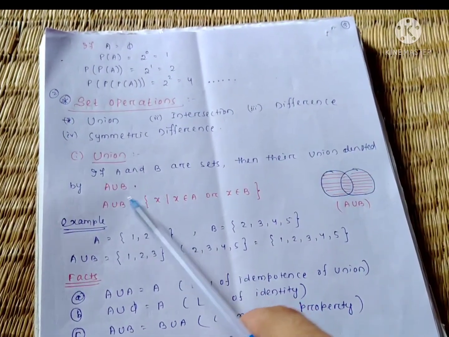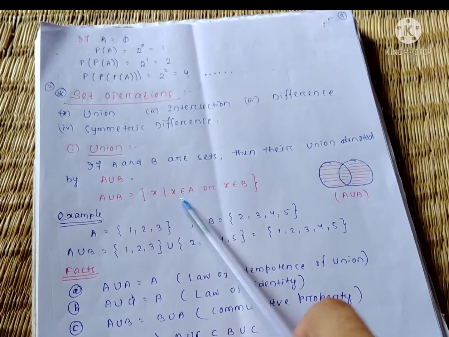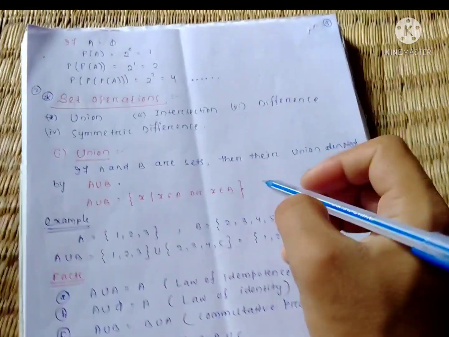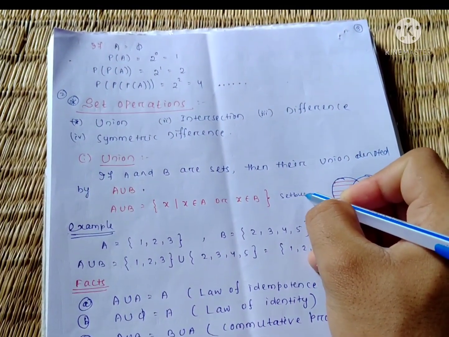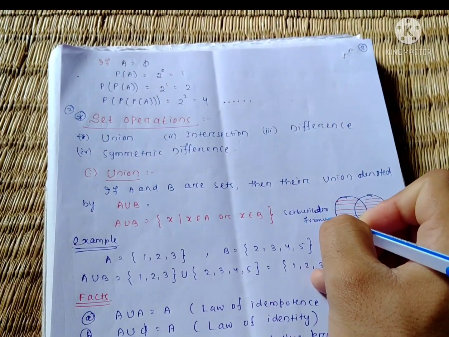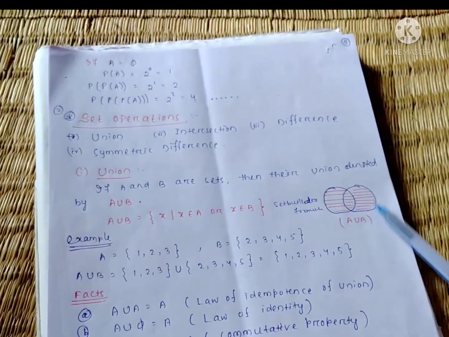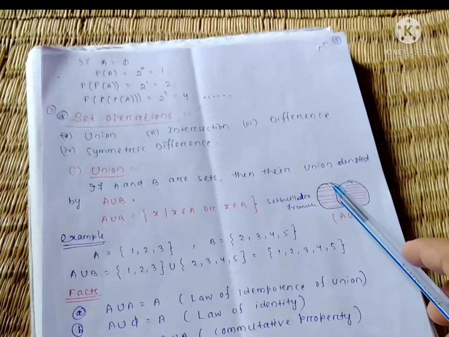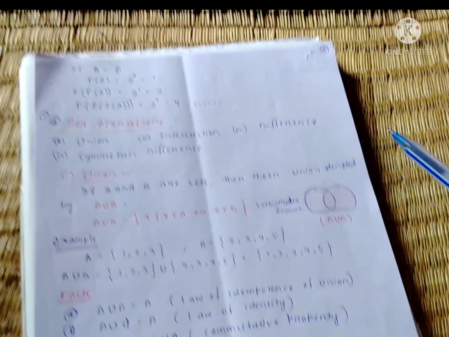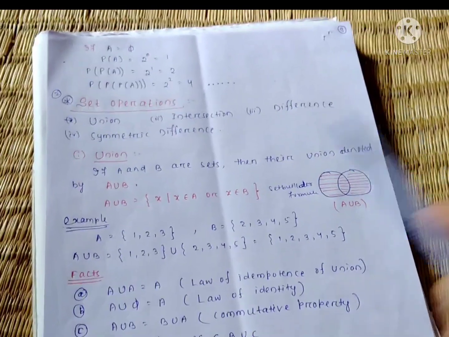इस सिंबल पे हम डिनोट करते हैं. A union B equal to X such that X belongs to A or X belongs to B. It is the set builder method, the set builder formula for A union B, and this is the Venn diagram. Both in A union B, the elements of both A and B sets are involved.